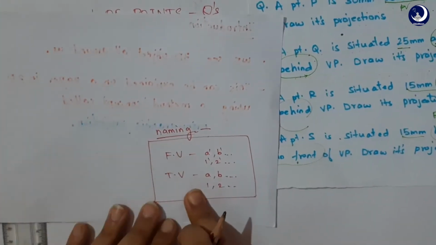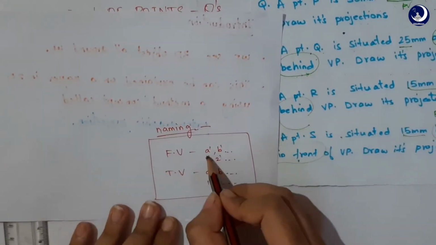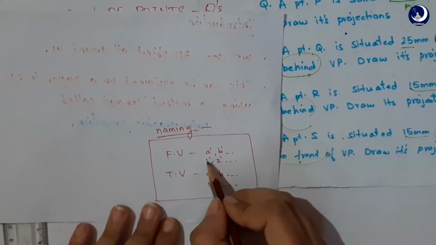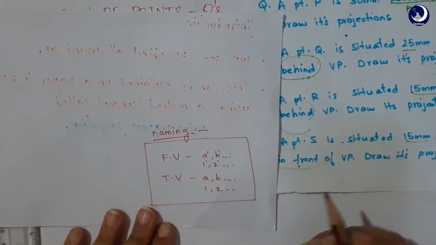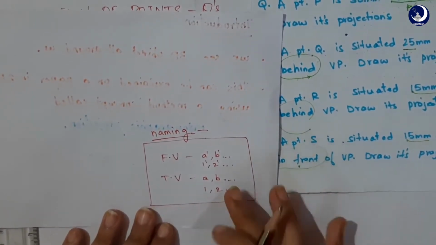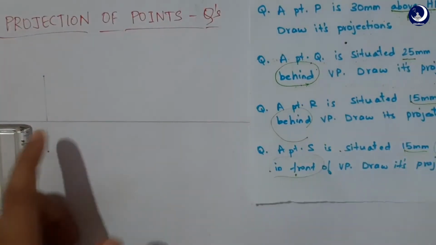One thing to remember while naming the points is that in front view they are usually named using A dash, B dash, C dash, etc. And if you name it with numbers, 1 dash, 2 dash, etc. And in top view we use A, B, C, etc. and 1, 2, 3, 4, etc. So keeping this in mind, we're going to name the views here.